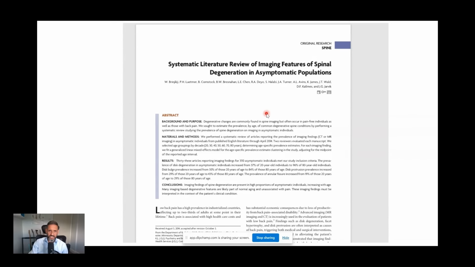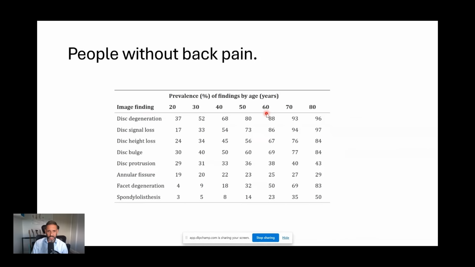This is a really interesting study that looked at features of MRI scans in populations of patients who do not have back pain, who've not suffered with back pain. This is in the American Journal of Neuroradiology. And these are really interesting findings. These are common words: disc degeneration, signal loss, height loss, disc bulge, protrusion, annular fissure. These are common buzzwords we see on MRI scans, which can aggravate the pain, and it's been proven to do so.